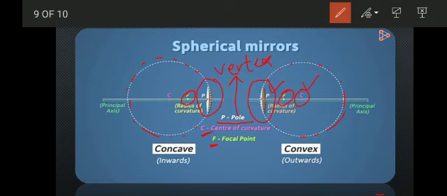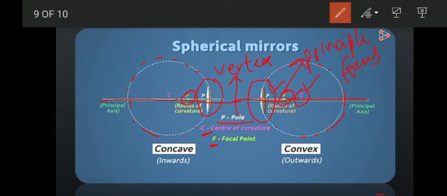If you join point P and C and extend it, that will become the principal axis of the mirror. Here you can see this line is the principal axis of the mirror, and as F is present on the principal axis, that's why it is also called principal focus. The focal point is also called principal focus because it is present on the principal axis. So principal axis is there.